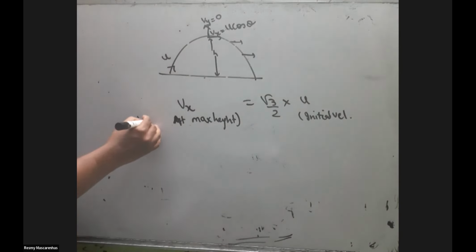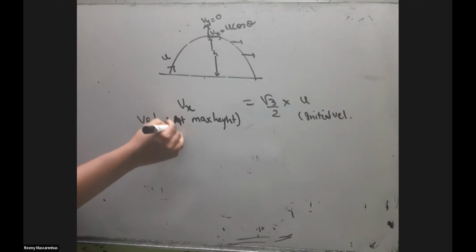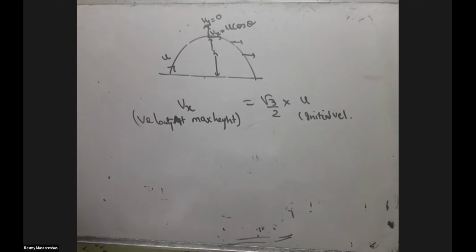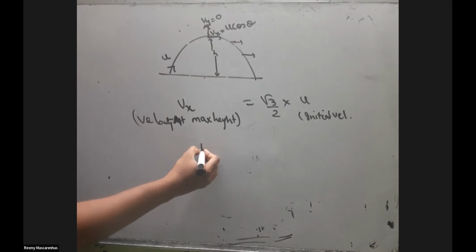This is the velocity at maximum height. So how much is it? Vx is nothing but u cos theta.